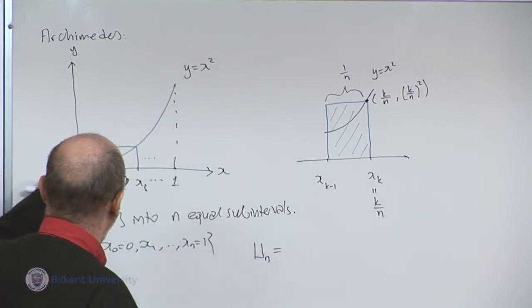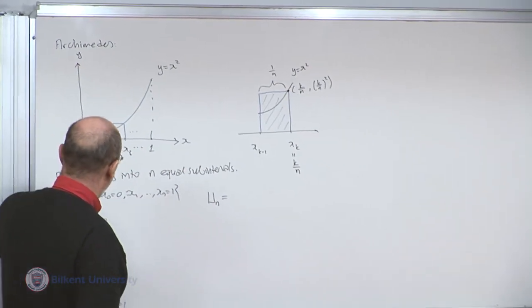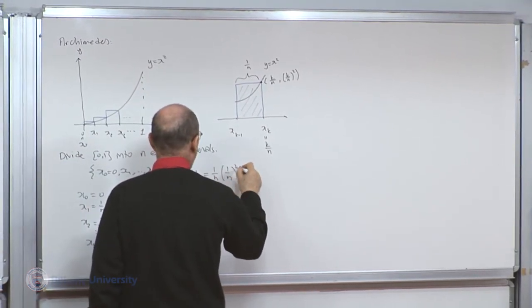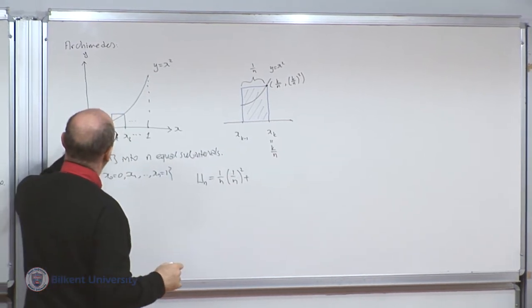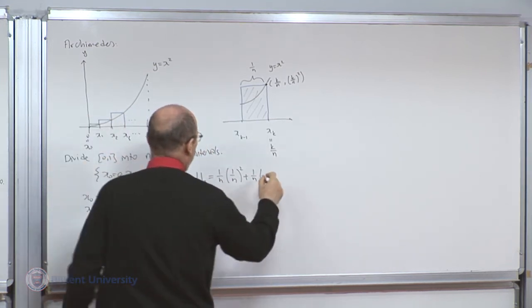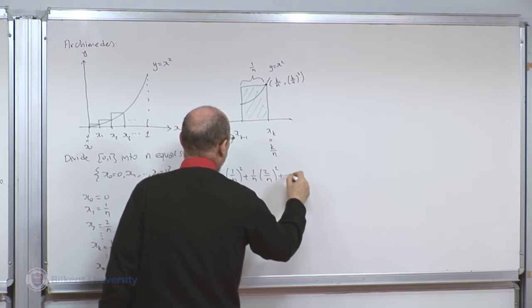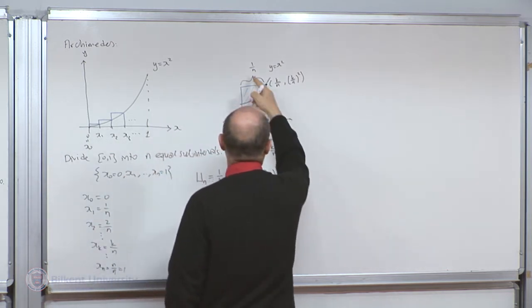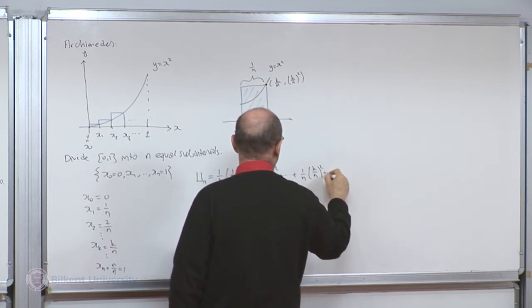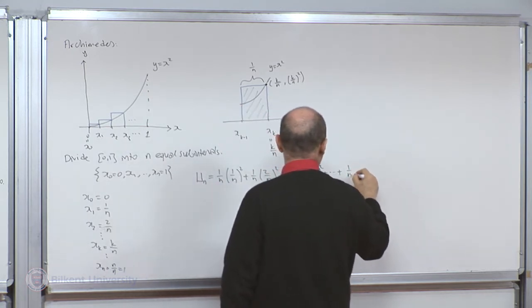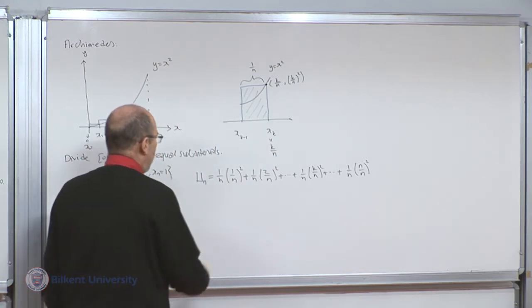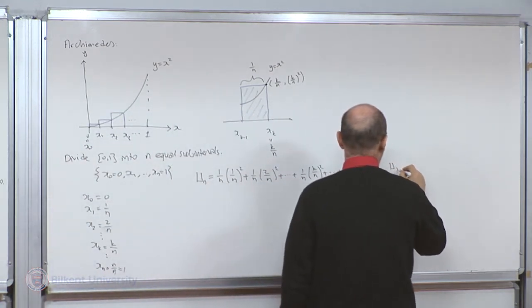So the area of this thing is base 1 over n, height is (1 over n) squared. So this is 1 over n times (1 over n) squared, plus the second one, base is 1 over n, height is (2 over n) squared. And I write the general part here. The area is 1 over n times this height, (k over n) squared, plus up to 1 over n times (n over n) squared. So this is the sum. This is called the upper Riemann sum.